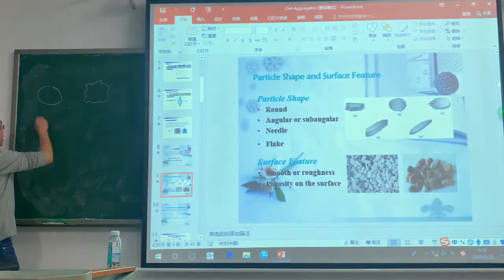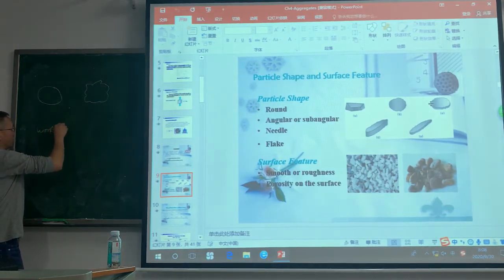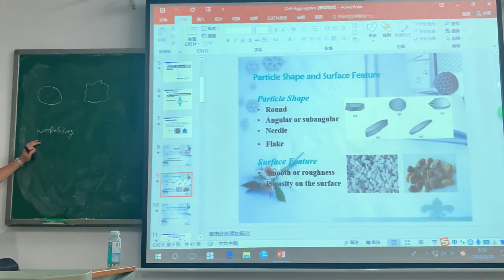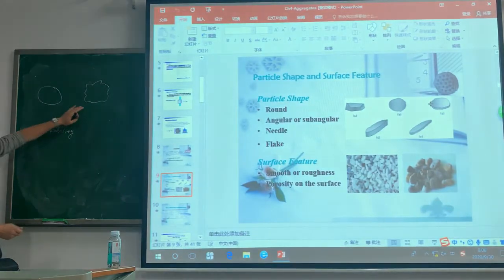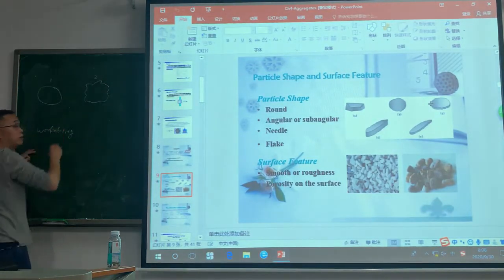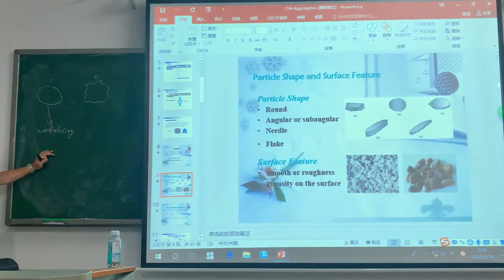So here, the first one is the workability. We have learned what workability is. It means it's easy for us to mix, transport, and construct the concrete. So there are two kinds of aggregates. Which one is better for the workability of the concrete? The first one, yes. For this one, the workability is very good.